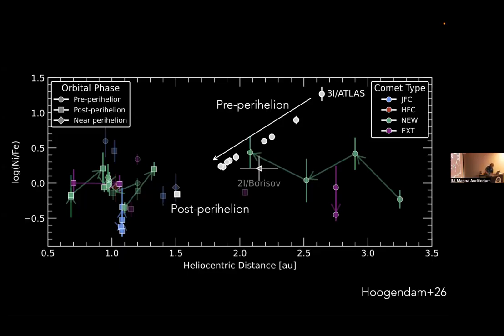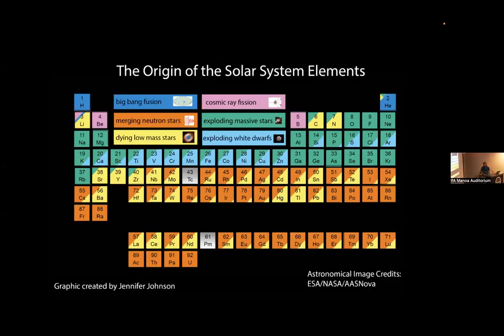Spitballing a little bit, let's look at this chart. This chart is the origin of the solar system elements. The different colors correspond to different sources, and the different elements are just elements on the periodic table. Our antagonists for tonight mostly come from exploding massive stars and exploding white dwarf stars. So this is supernovae. This is my bread and butter. This is what I love to think about every day. And then here are nickel and iron right here.